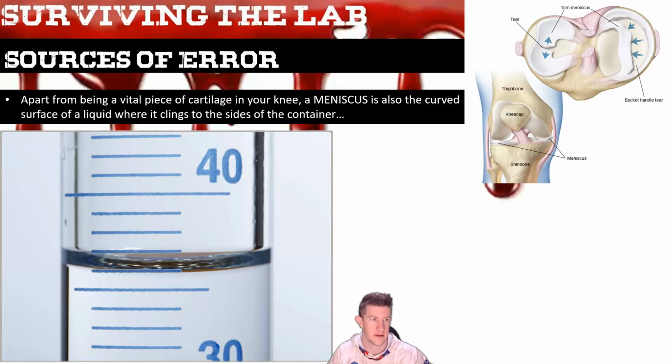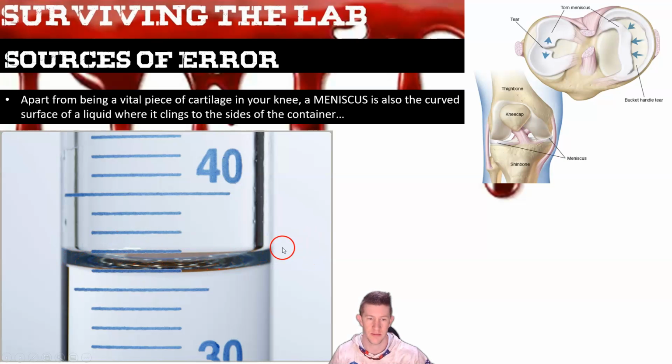Apart from being a vital piece of cartilage in your knee, the meniscus is also a curved surface of liquid where it clings to the sides of the container. It creates this phenomenon because the water is actually sort of attracted or sticks to the container, and so it creates this little curve shape. Rather than being perfectly flat, water actually creates this curve.